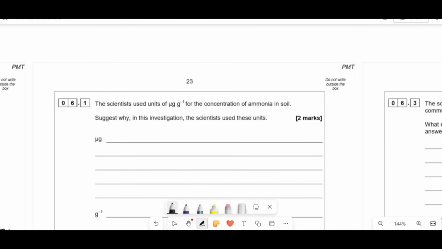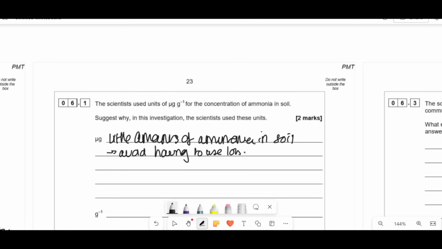Fine. The scientists use this concentration of micrograms per gram for the concentration of ammonia in the soil. Suggest why they use these units. If we look at the microgram part, why would they have used micrograms? Micrograms are teeny, so it must have been that there are little amounts of ammonia in the soil. It wouldn't make sense to just deal with 0.0000 and so on. It'd be easier to change the units so that you can see the numbers a bit nicely. So the reason is that it means you can avoid having to use, like I just said, lots of decimal places. Or you could say standard form, right?